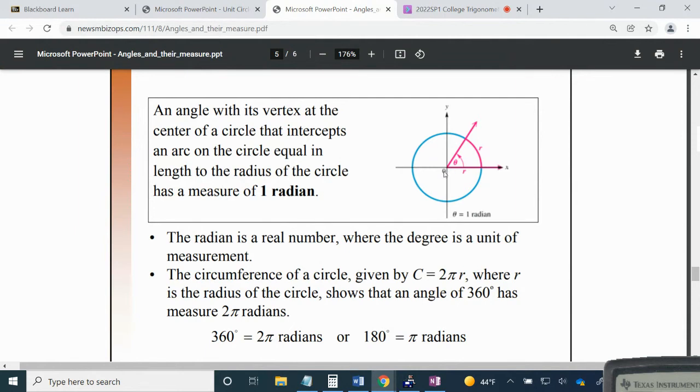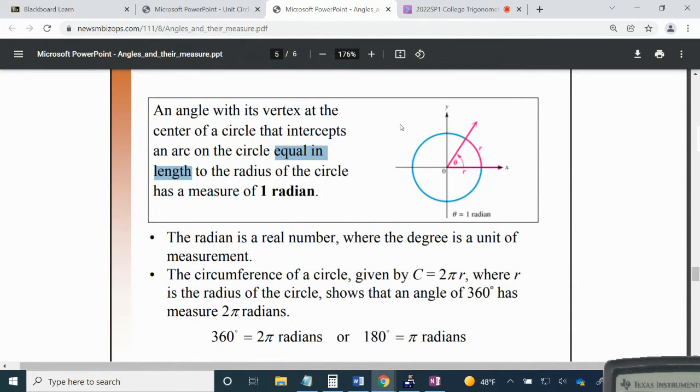So that means that if I were to put a ruler to my radius and measure from the center to the outer rim of my circle, I would get some measurement. If I take the same ruler and measure my arc length, and if these two are equal in length, then the measure of my angle is 1 radian. Okay, so now what does all this mean?